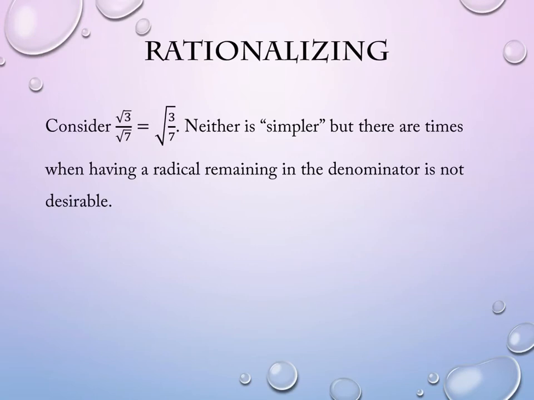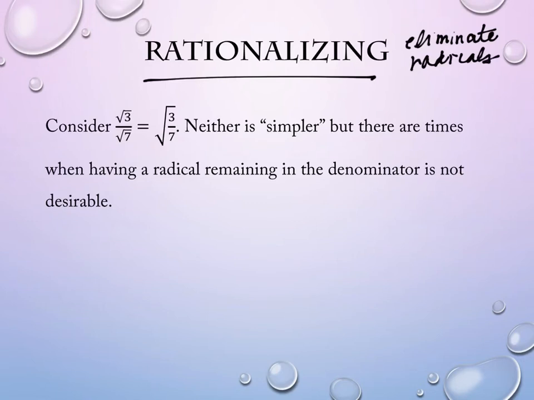Having a radical that remains in the denominator is often not desirable. So typically what you hear when you hear people talk about rationalizing is they want to rationalize the denominator. What rationalizing the denominator means is getting the denominator to have no radicals in it. So this phrase, rationalizing, means to eliminate radicals. And usually we do that with wanting to eliminate them from the denominator. Okay?